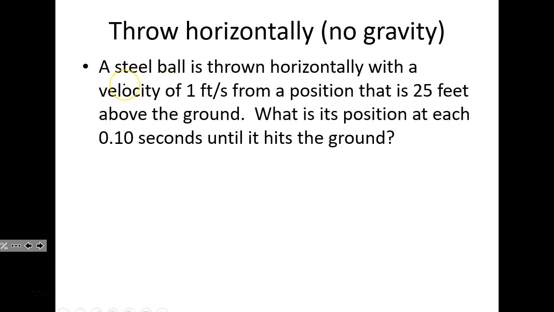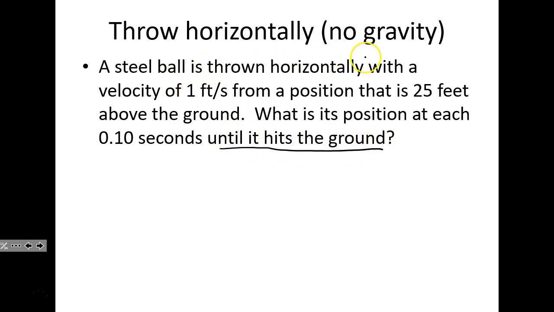Okay, so we have a steel ball that's thrown horizontally with a velocity of 1 foot per second from a position that's 25 feet above the ground. What's its position at each 0.1 second interval until it hits the ground? Okay, and we're saying until it hits the ground, but we don't even know that it's going to do that necessarily. So don't let that throw you here.